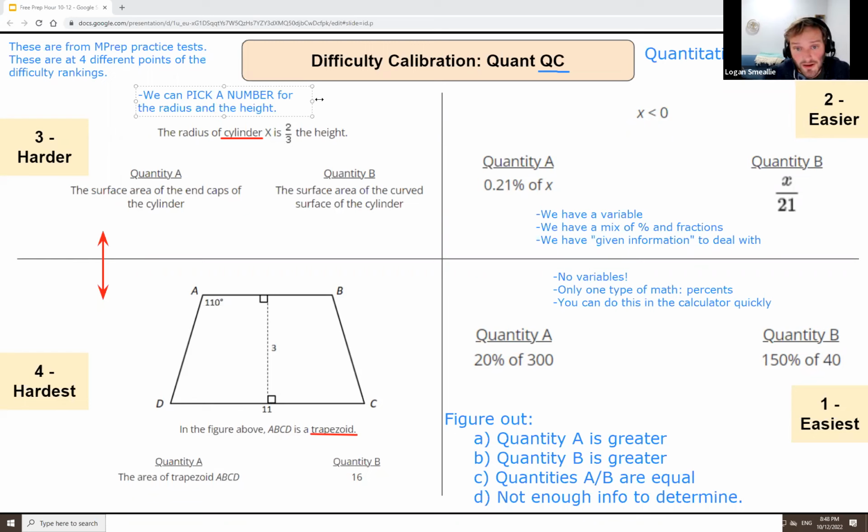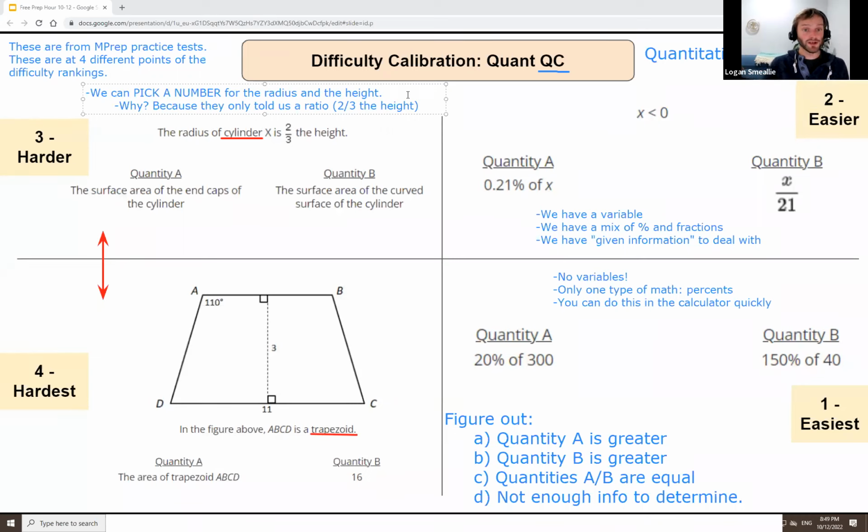Why? In this case, because they only told us a ratio, 2/3 the height. And a quick tip for other problems: if they ever only give you a percentage or a ratio or a fraction, and they didn't say anything about a solid number, that's often a hint that you can pick a number.